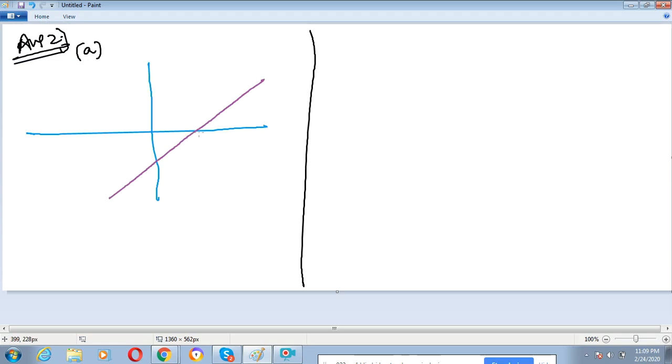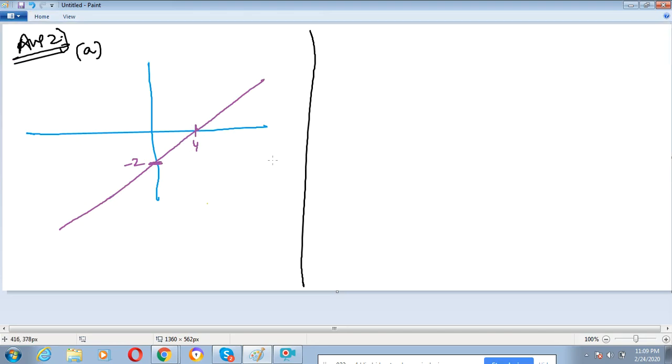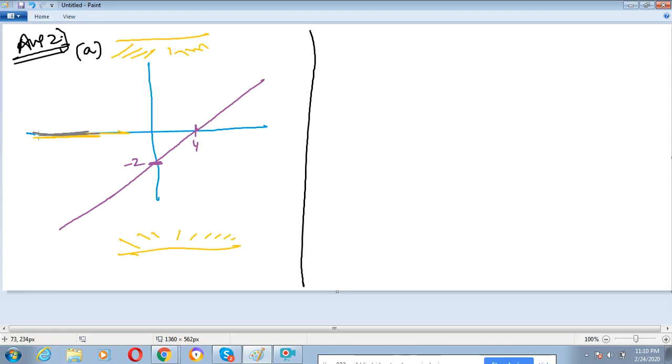In the first question, this is the graph. This is 4, this is minus 2. Let's say I take a beam of light here, a tube light here. If I drop the shadow, where will the shadow fall? The shadow of this line on the x-axis will fall here, right?